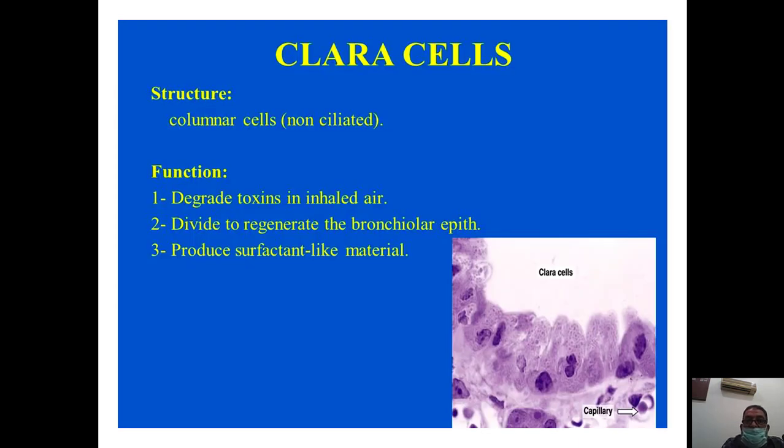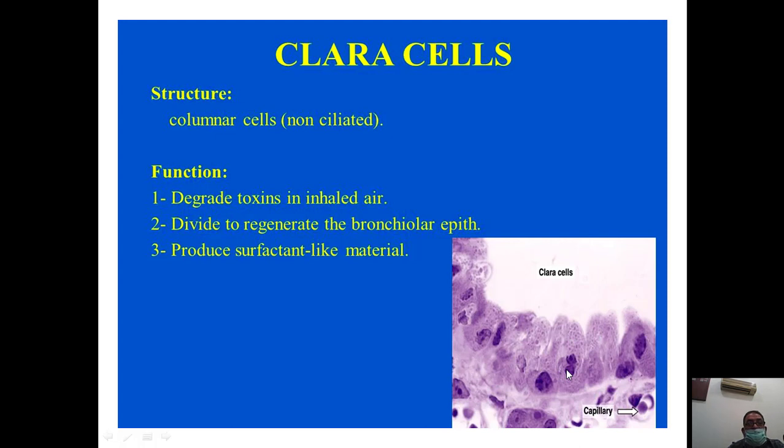Now, the important Clara cell in this picture. You see the Clara cell is a cuboidal type cell which has no cilia on the surface. Columnar type, non-ciliated. Look at the picture, it has numerous granules in the apical zone, the nuclei are on the basal side, no cilia over there, cuboidal type.